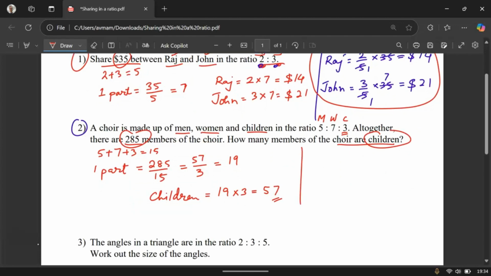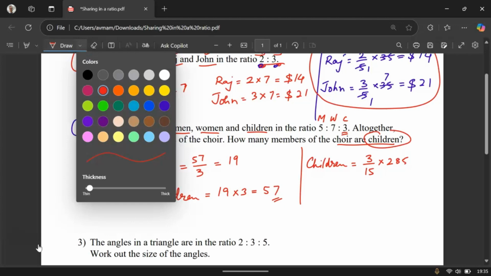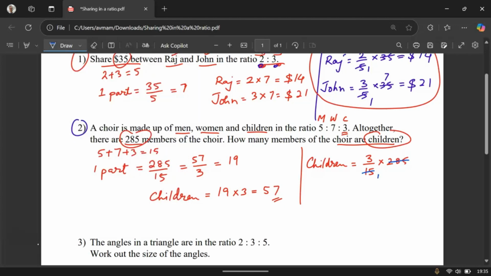Okay, this is how it goes. Let me show it to you. For children, that's going to be 3 out of the total number of parts times 285, and then basically you're doing the same thing. All right, and then you're simplifying these two. This becomes 1 and this becomes 19, and finally 3 times 19 will give you 57.